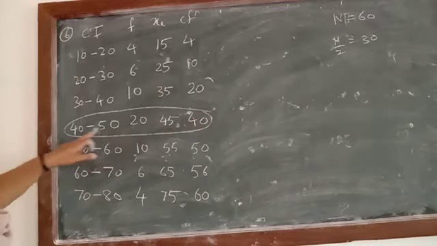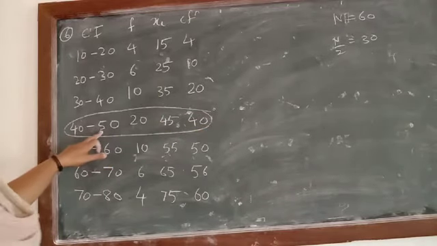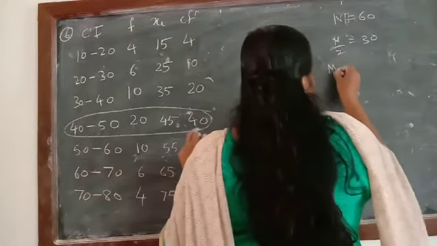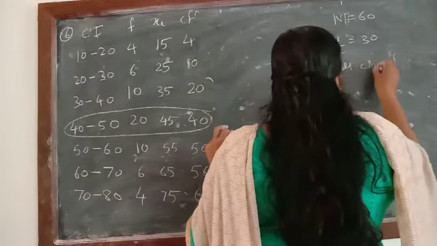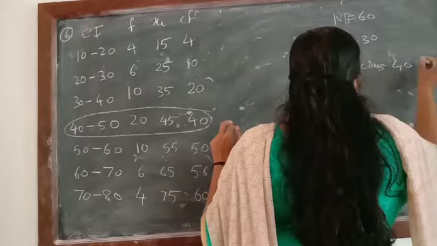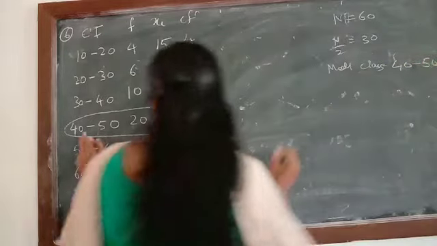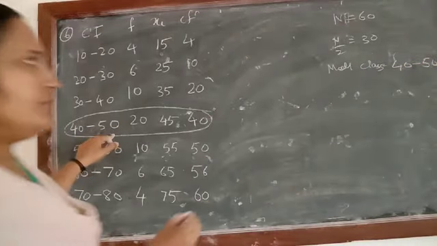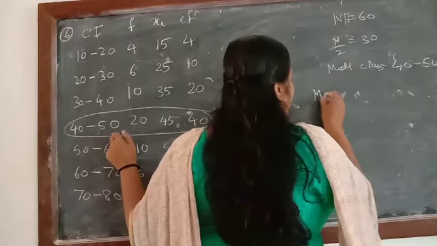So the corresponding class interval will be the median class. Just write down here, median class is equal to 40 to 50. Median class 40 to 50. Now we will calculate the median.